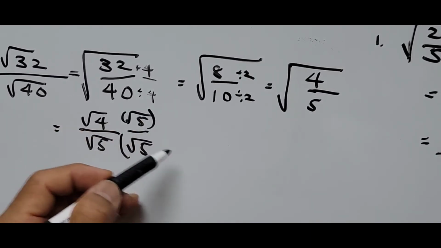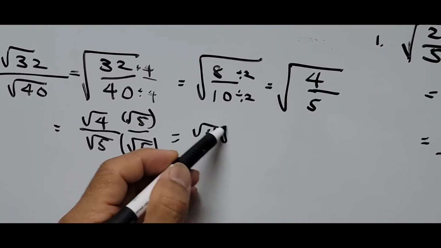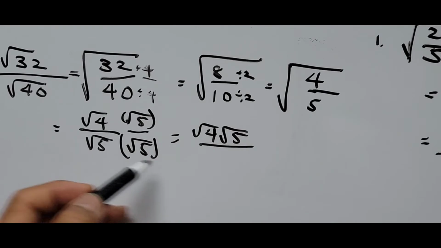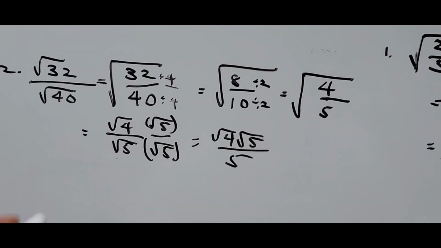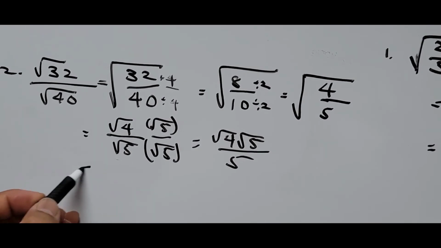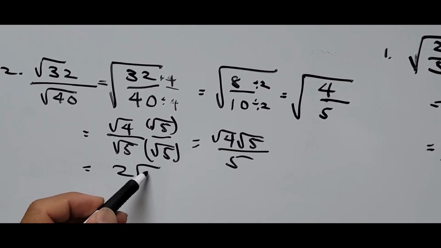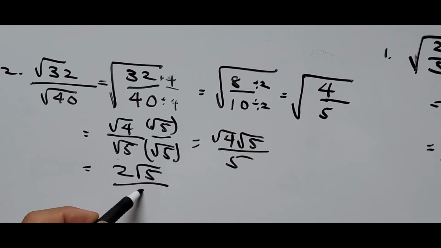Same way on the top. Okay, so that will be square root of 4, square root of 5, divided by 5. To reduce it further, square root of 4 is 2, square root of 5, divided by 5. So that's the answer.